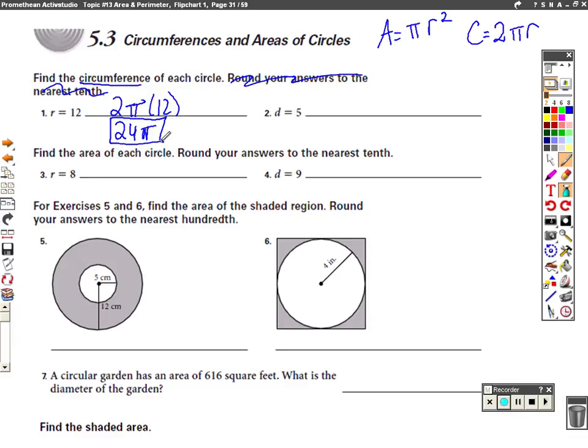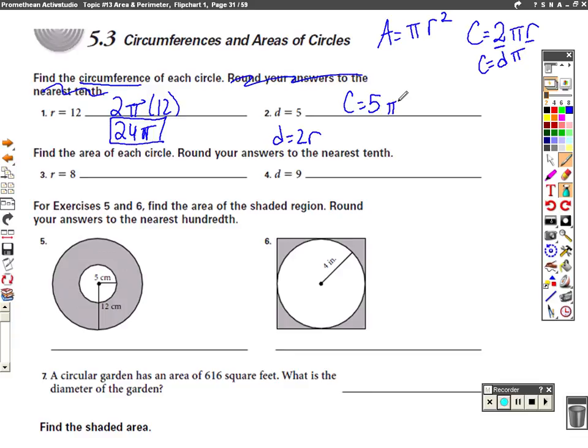All right, next one, the diameter. Now, some people rewrite the circumference formula. We know that the diameter is actually 2 radii. And so if we take the 2 and the r right here, some people say the circumference is just 2r, which is d times pi, or pi d. Some people write that. So if we have the diameter here, we can say the circumference is actually this number, 5 times pi.